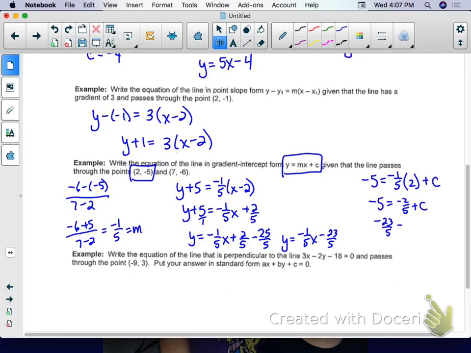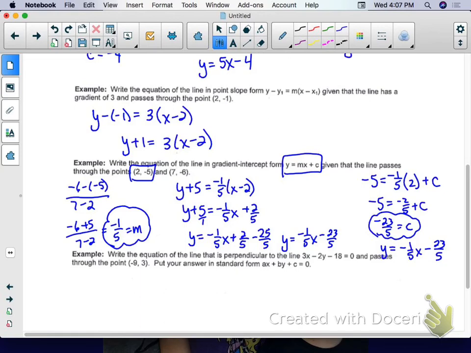When you move the 2/5 to the other side, you end up with this. Now, I skipped some steps there. I would have to get common denominators and so on. But there's my c, and of course my slope was over here. And then it's just plug and chug. Y is equal to -1/5 x minus 23/5. Okay, so you get the same answer either way.